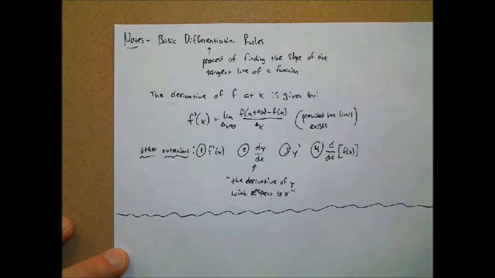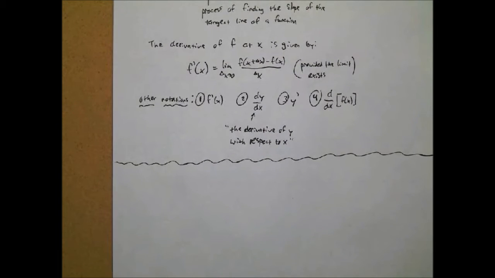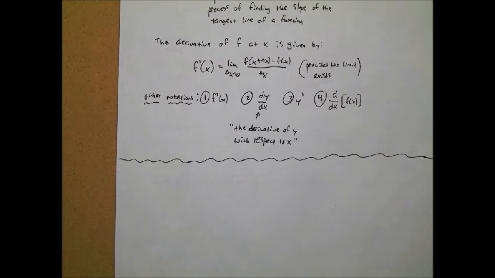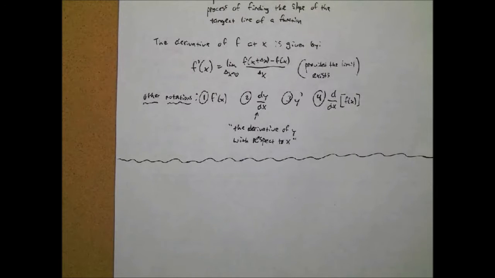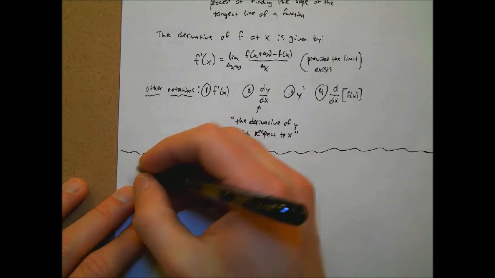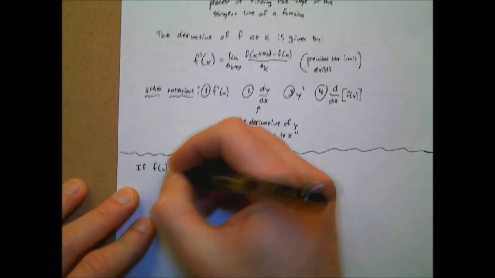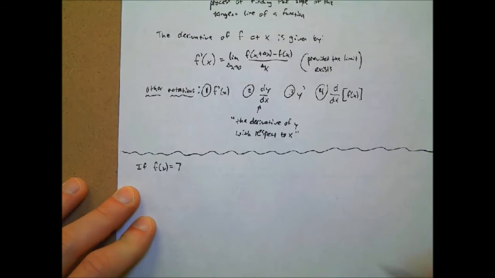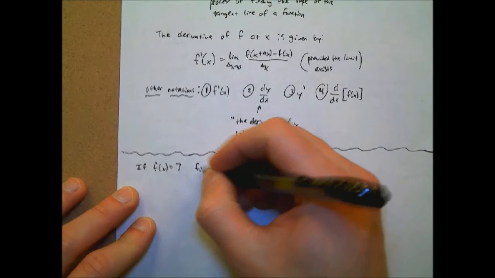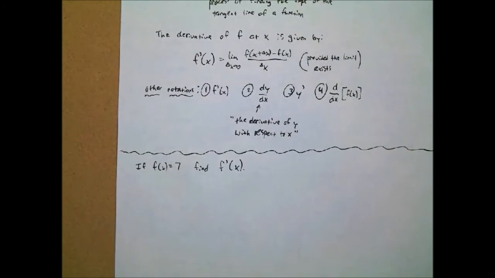Okay, so let's now get into trying to figure out some of these shortcuts. Rather than always having to go through this limit process when we're taking the derivative, let's see if we can come up with some shortcuts. Okay? So, if f of x is equal to 7, find f prime of x. In other words, find the derivative of this function.